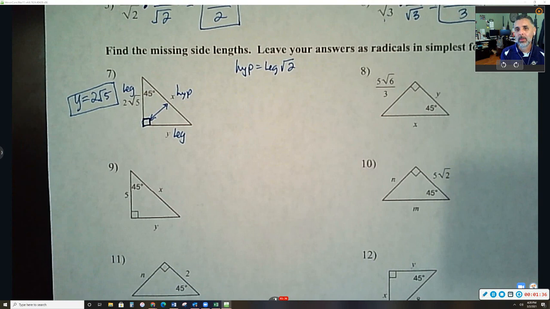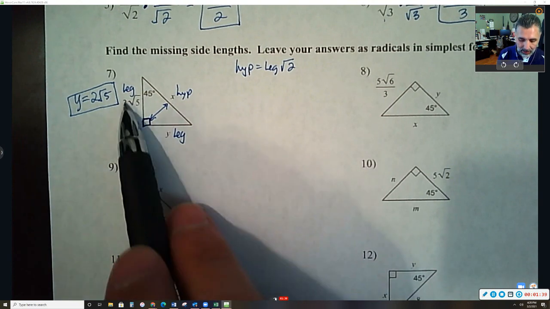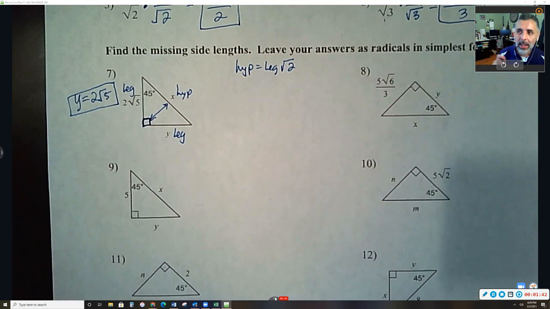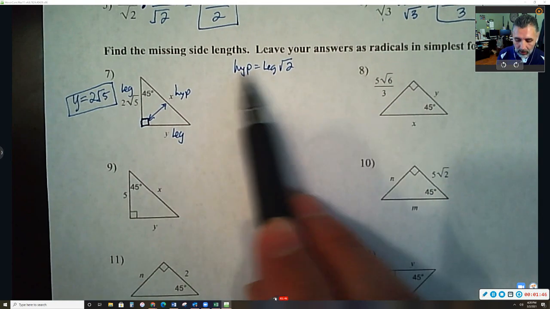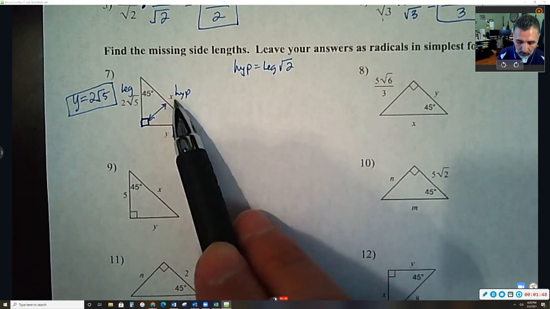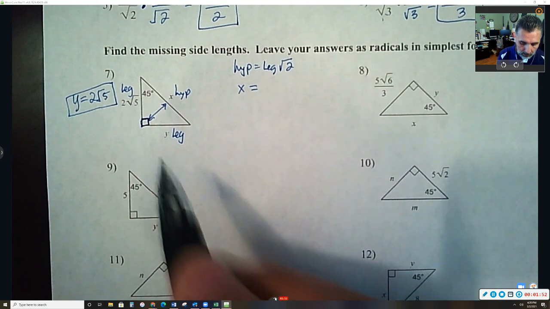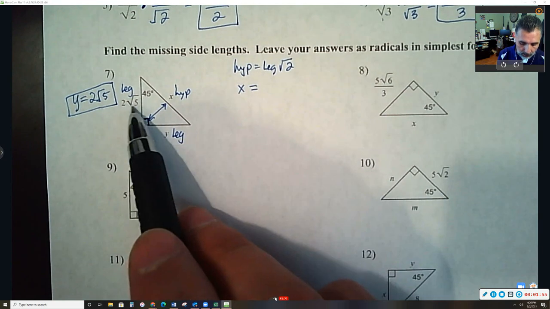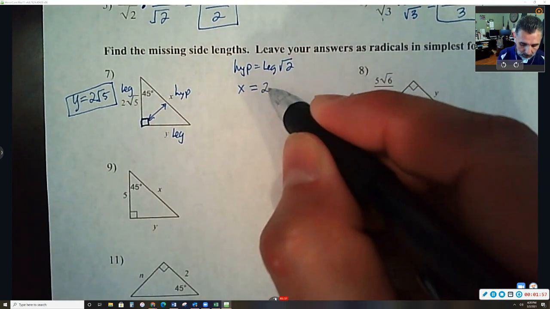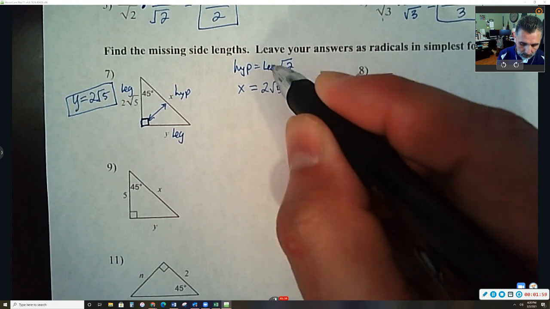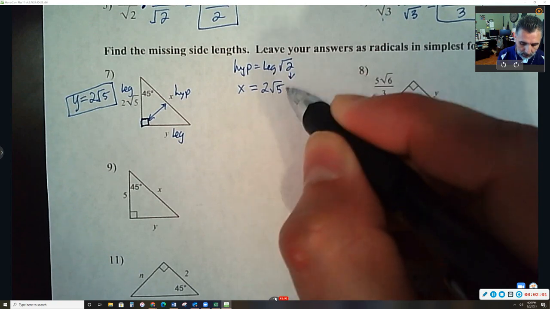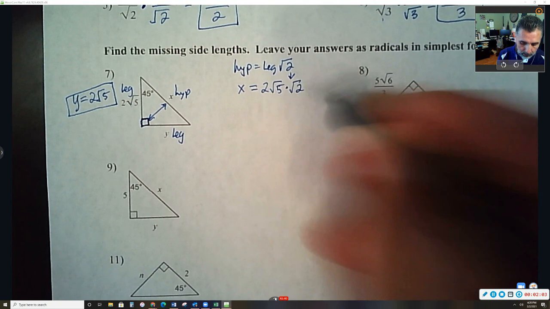2 times the square root of 5. Okay? This leg equals that leg. Now all I need to do is figure out what the hypotenuse is. To figure out the hypotenuse, I'm going to use this equation. I'm going to substitute x for the hypotenuse. The leg measure, I just figured out what the leg measure is. So the leg is 2 times the square root of 5. And then that square root of 2 comes down.